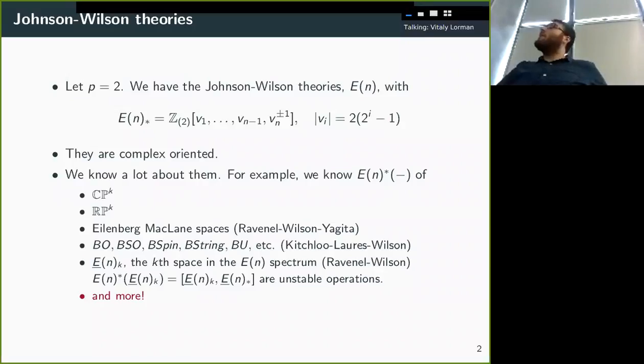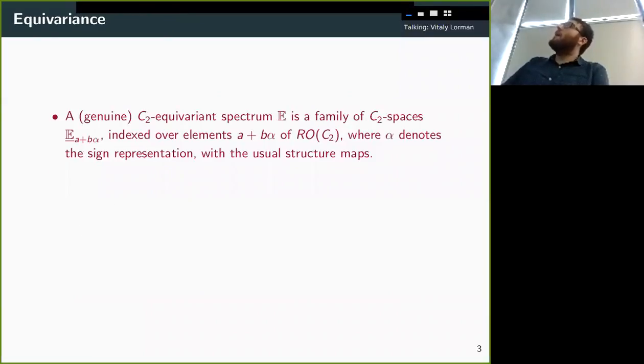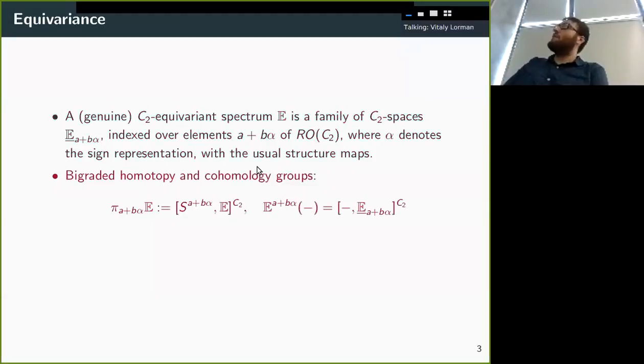Okay, now I want to tell you a little bit about the real Johnson-Wilson theories, and to do that, I need a little bit of equivariant notation. So by a genuine C2 equivariant spectrum, I'll denote those always with boldface. So boldface E is a genuine C2 equivariant spectrum. And it's just a collection of spaces. Here I mean the spaces in the omega spectrum, indexed over representations of C2. So here this means the representation that is A copies of the trivial representation plus B copies of the sign representation. So our spaces in the spectrum are indexed over these with the usual structure maps that are required to be C2 equivariant. And a genuine C2 equivariant spectrum has bigraded homotopy and cohomology groups.